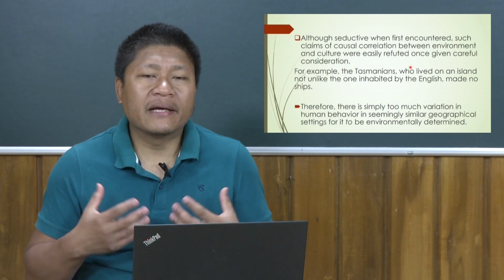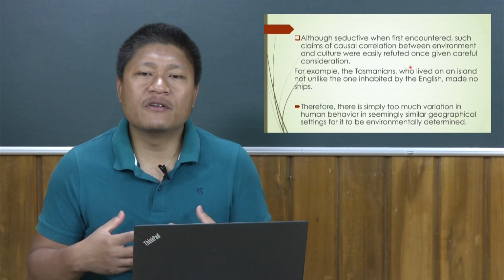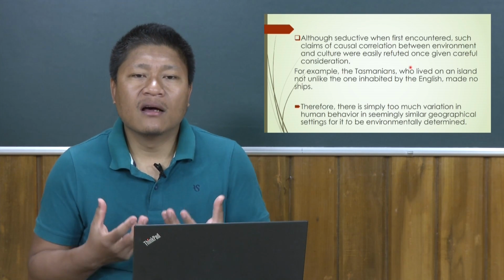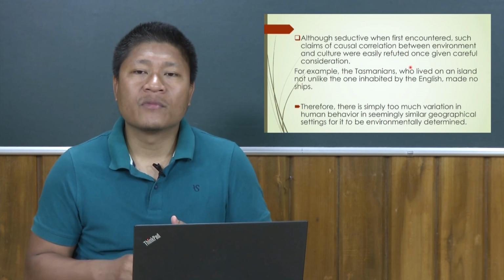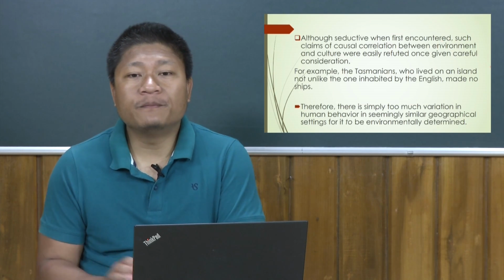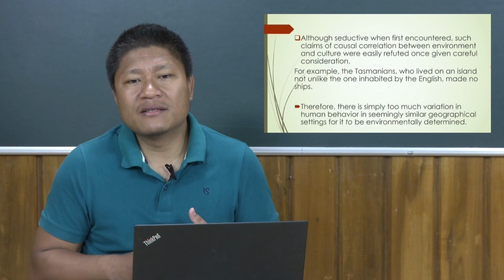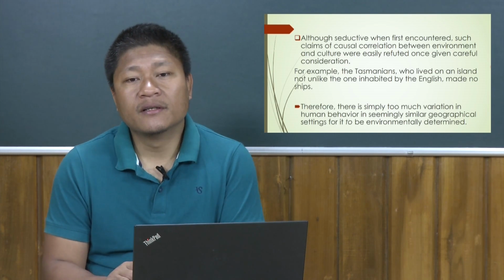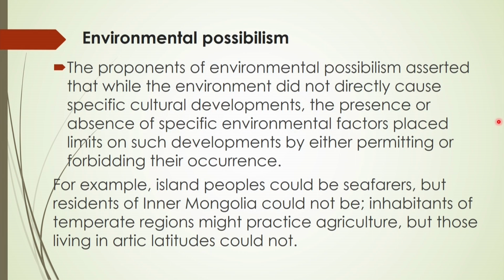Right? In that we can try to look at why it is not just the environment which influences human society, but rather humans behave in a different way, because they don't have that consciousness or the urge to build ships, even if they are living on an island. Therefore, such variations in human behavior in seemingly similar geographical settings cannot be environmentally determined. Environmental determinism is not primarily the answer. Rather, it has to be seen from a different perspective.